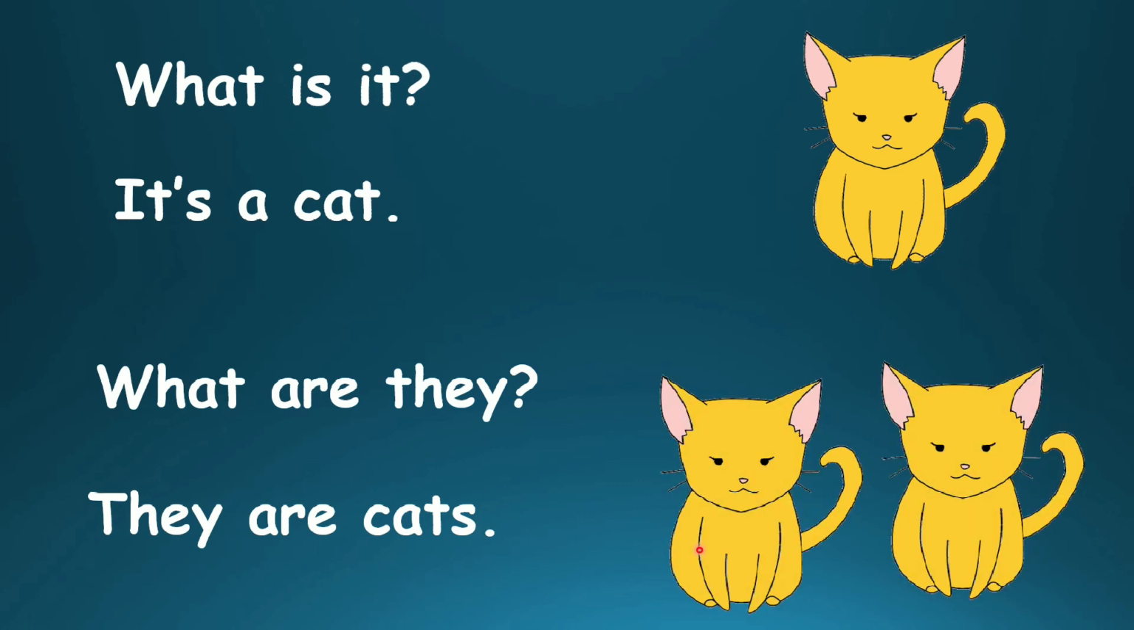And when we look at the picture, we can see more cats. To be precise, they are 2 cats. So, meaning they are more than one. So we say they are cats when they are many, and if it's one, we say it's a cat. Okay, for singular, it's a cat. For plural, they are cats.